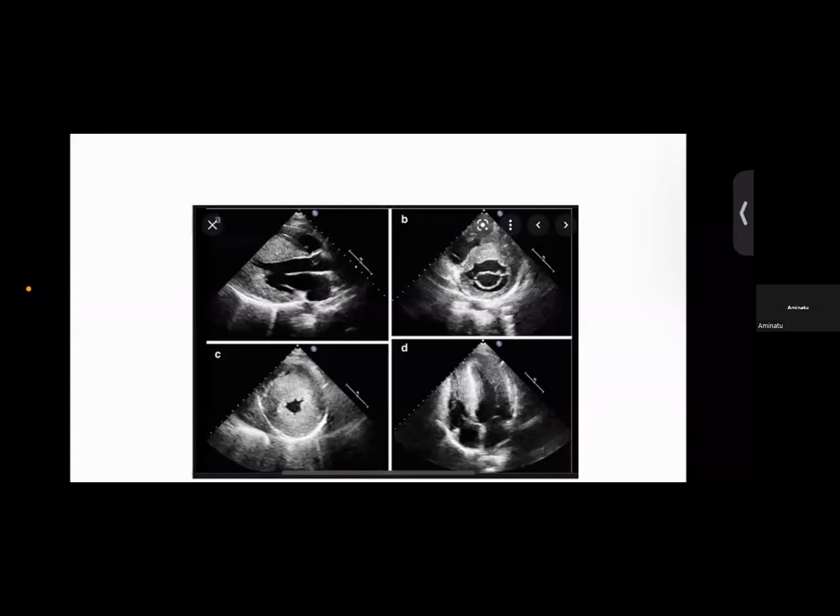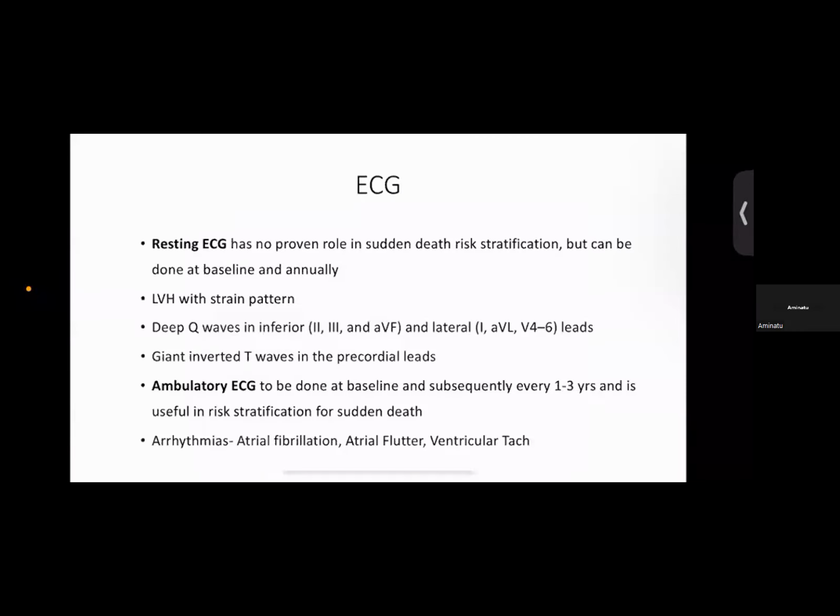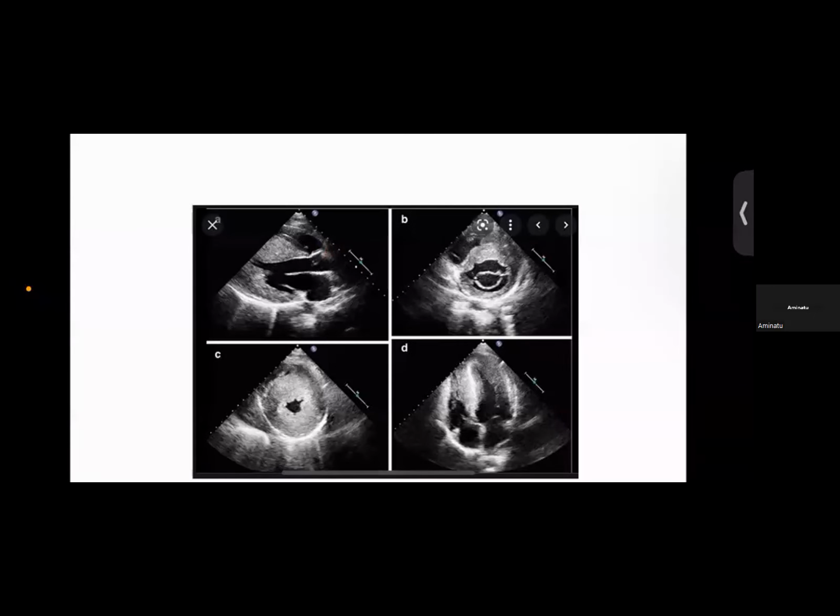These are just echo views too. A is a parasternal long axis view showing the hypertrophied interventricular septum and the posterior wall. B is the short axis view at the level of the mitral valve, and C at the level of the apex, at the apical level. Image D is showing the four-chamber view. So all these images are just showing the hypertrophied left ventricle.